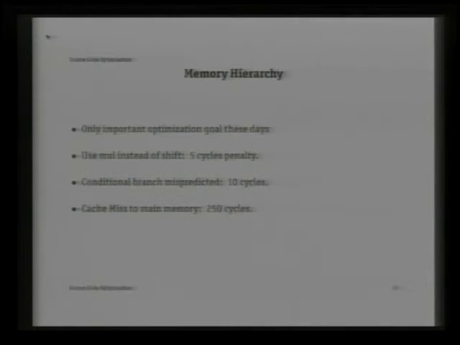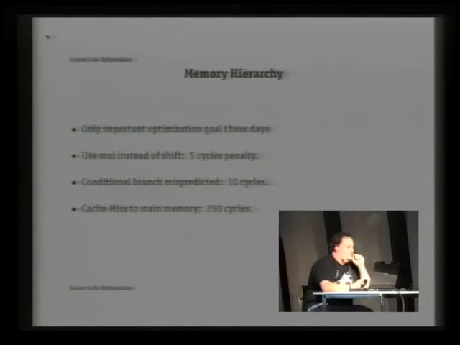The only really important optimization goal these days is memory latency. And I have these values for you. If you use multiply instead of shifting, which I showed you the compiler already fixes for you, but if the compiler wouldn't do this, that would be a 5-cycle penalty. I showed you the call penalty is 4 or 3 cycles, depending on the CPU. So 5 cycles if you use mul instead of shift. If you mispredict a conditional branch, it's 10 cycles. But if you access main memory and that's not in the cache, that's 250 cycles.